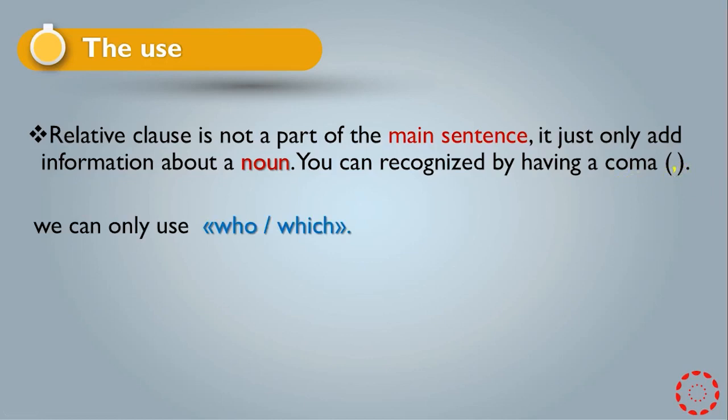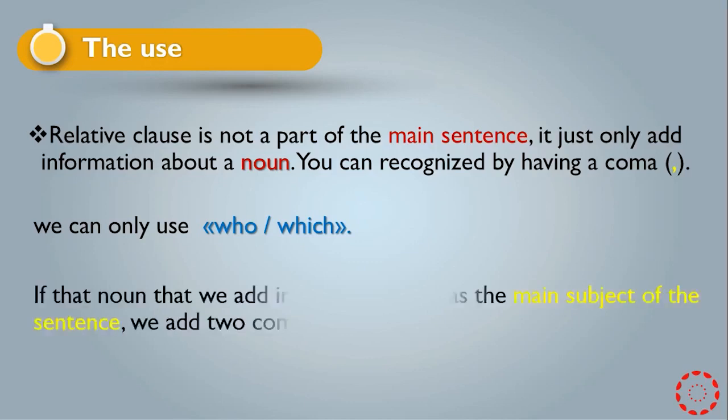We can only use who and which. Who is for people, which is for things or animals. If the noun that we add information for is the main subject of the sentence, we add two commas. So be aware, if it is the subject of the main sentence, we add two commas.